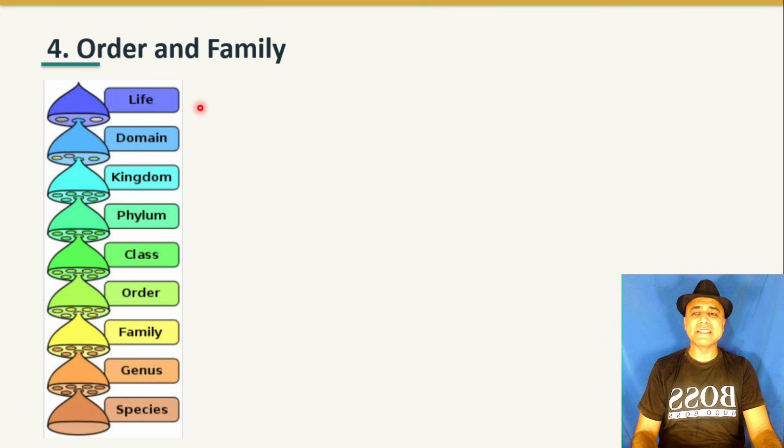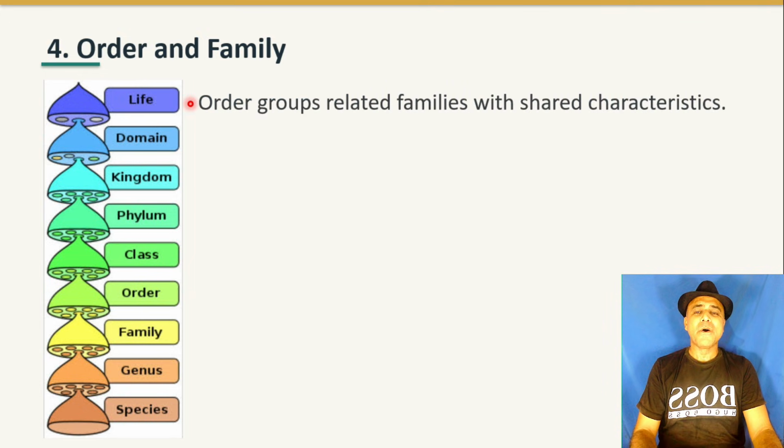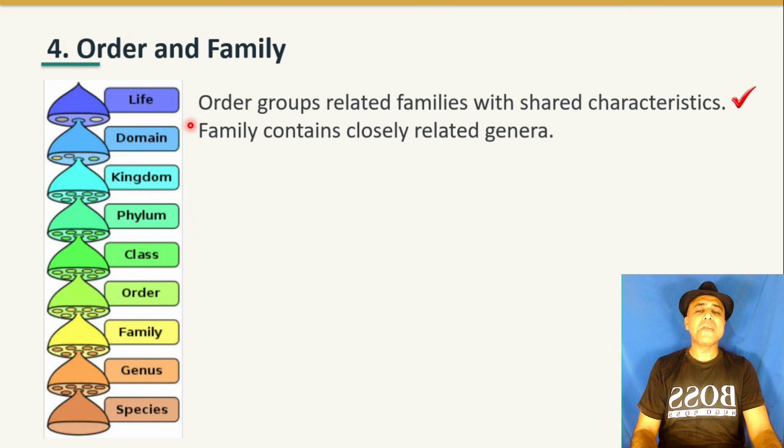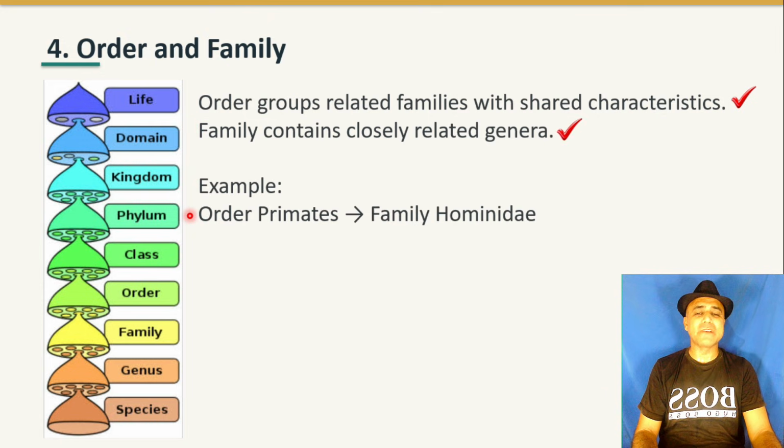And next is order and family. Order groups related families with shared characteristics. Family contains closely related genera. Example: order Primates and family Hominidae.